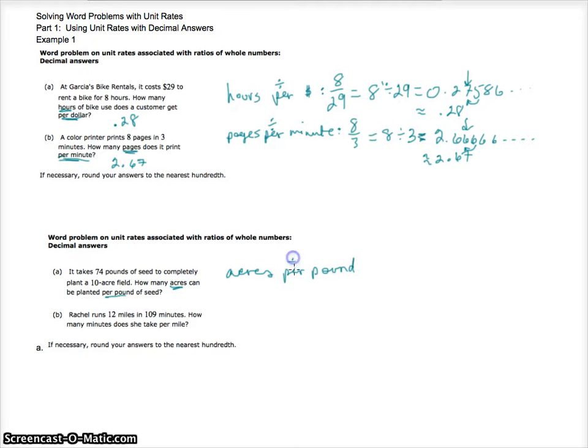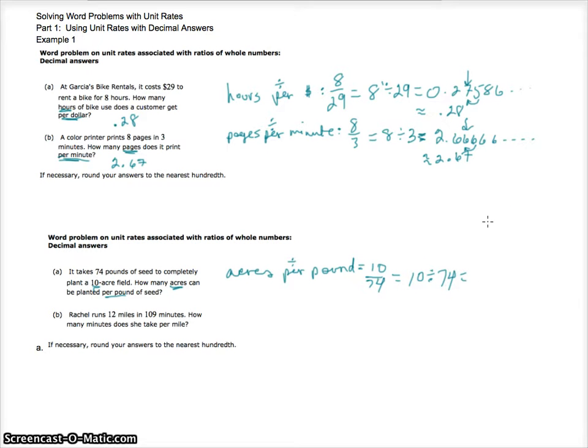Remember that per means to divide. Since acres goes first, I need to find my acres. Well, it says there's a 10-acre field. So this is going to equal 10 over 74. 10 acres over 74 pounds equals 10 divided by 74.